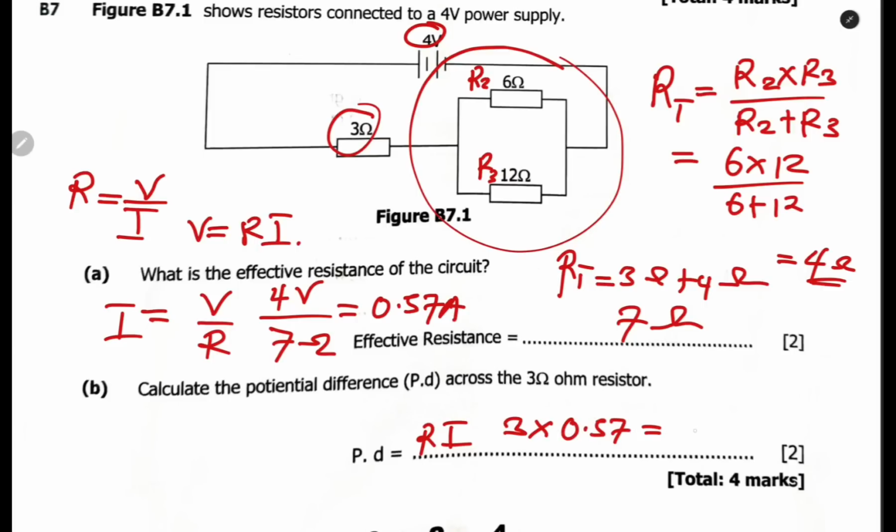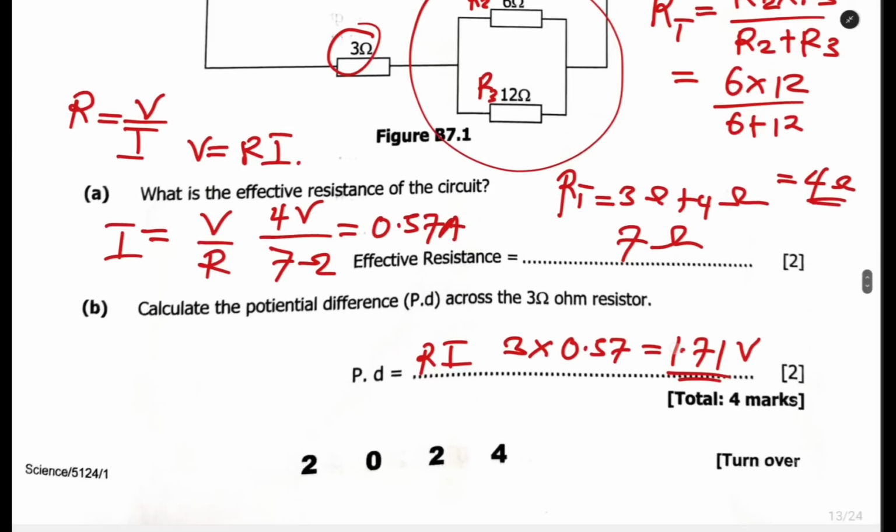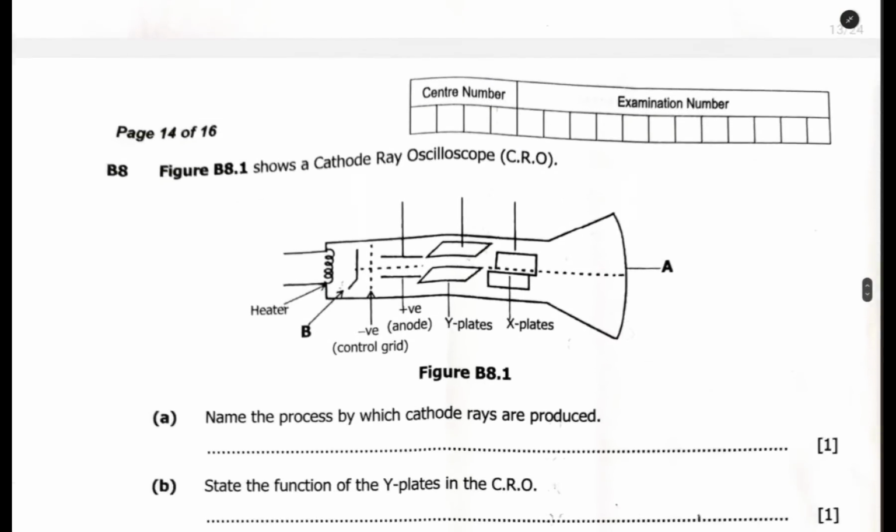0.57. And this is going to give us, so multiply this one by 3. We are going to get 1.71. That is volts. So that is the voltage at 3. Okay. Let us proceed to the other question.